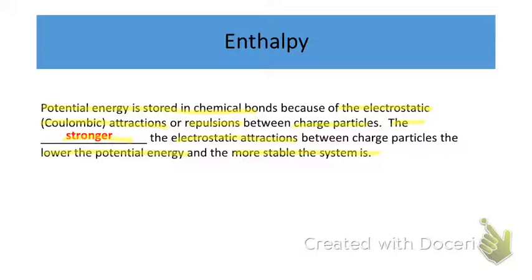What it tells us is that nature favors lower potential energy systems. In fact, the lower the potential energy of a system, the more stable that system will be overall. And so the stronger the electrostatic attractions are, the lower the potential energy, creating a more stable system. That's what this is trying to say. That's a very important concept to understand. So again, I'm going to repeat that one more time. The lower the potential energy of the system, the more stable that system will be.